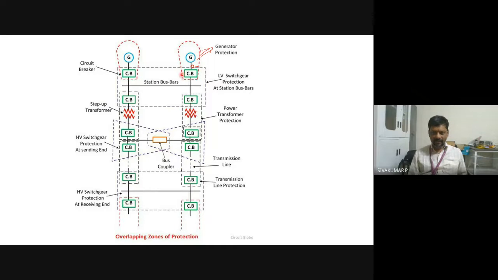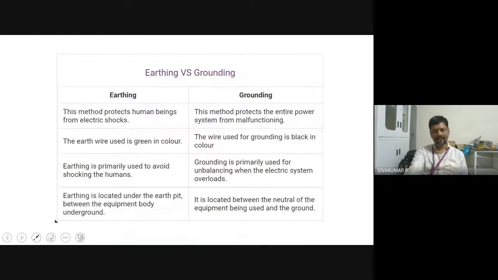Then the next point, what is the next point? The zones overlapping. Okay, overlapping of the zones. Why are we going to overlap zones? During faulted conditions, the protective device may act as a primary and a secondary protection. Okay. Now, we are going to see the basic concept of earthing and grounding.